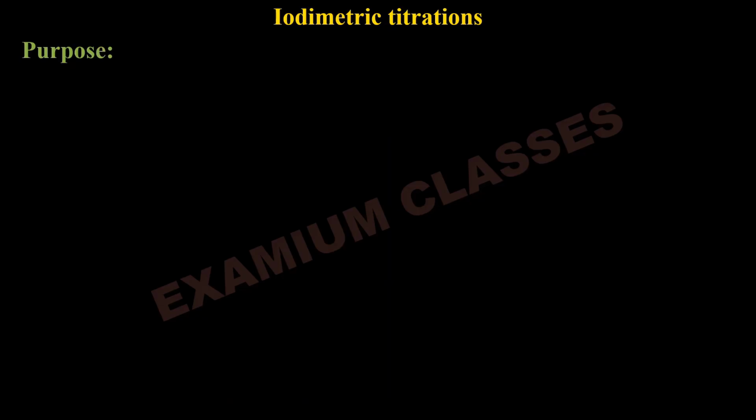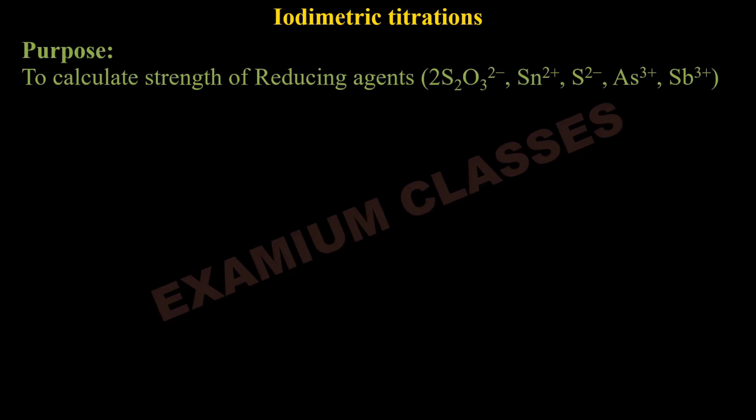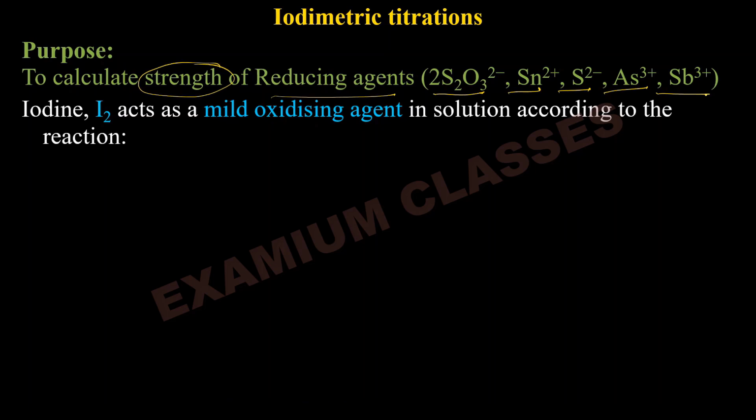The purpose of the iodometric titration is to calculate the strength of a reducing agent, and normally we use thiosulfate ion, tin ion, sulfide ion, arsenic ion or antimony ion as reducing agent. Iodine acts as a mild oxidizing agent in solution according to this reaction. Iodine gains 2 electrons, gets converted to iodide ion.